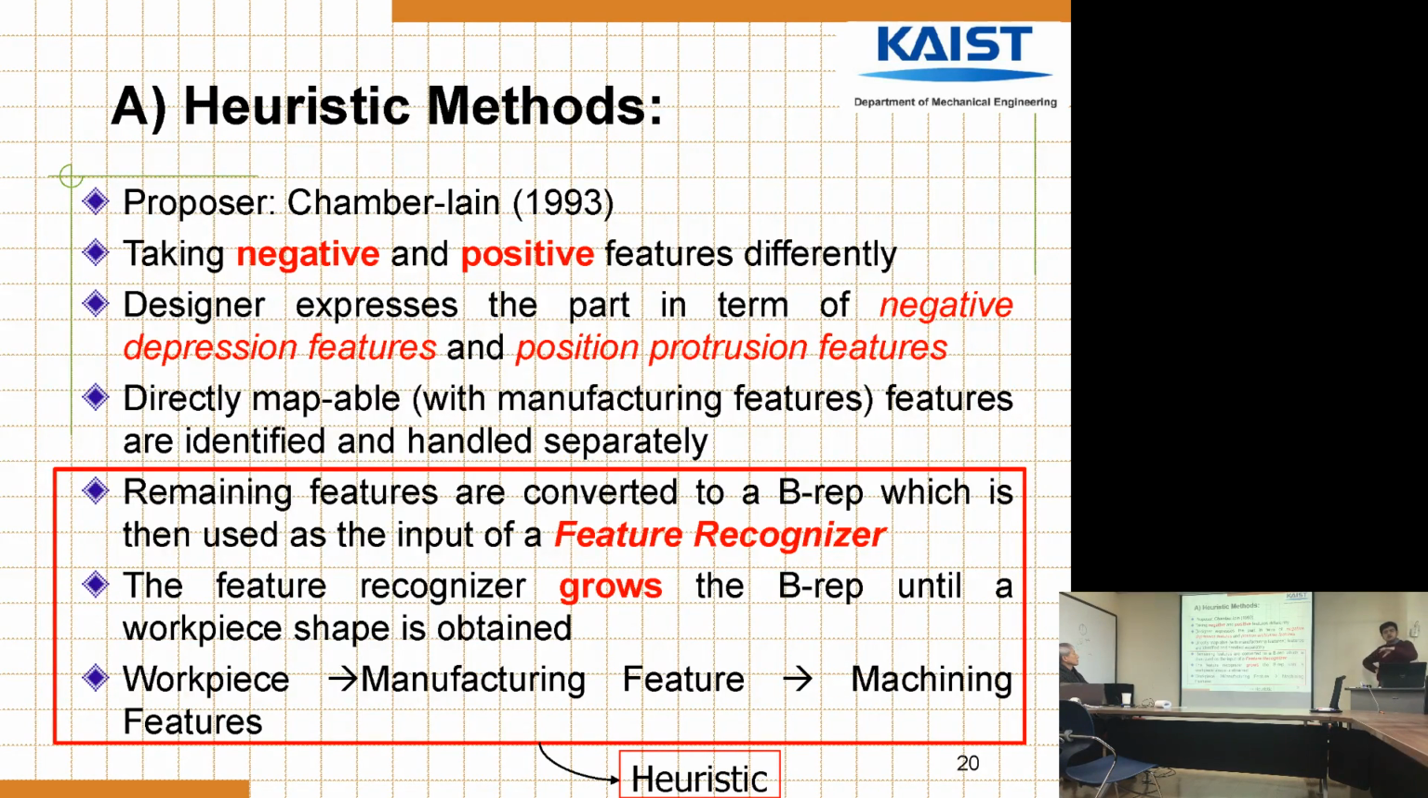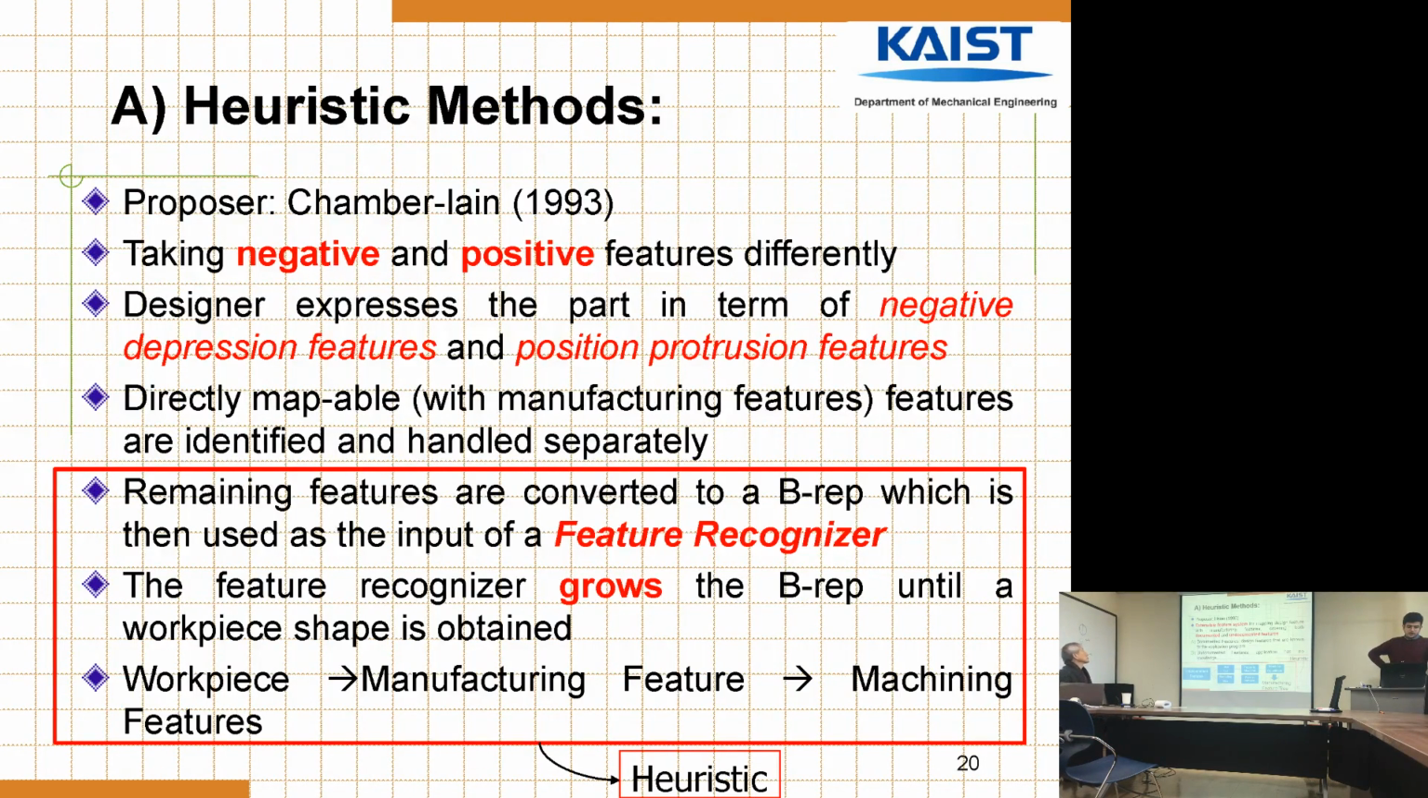So when such a combination of the BREP element is achieved, which is translated to the manufacturing feature, the recognizer stops, so you have one machining feature. So you apply this again and again until all the others which were not directly mappable are now in the form of machining features. So this part is actually heuristic.